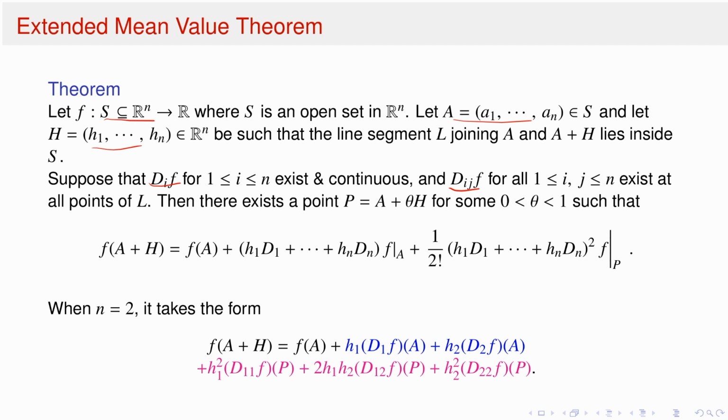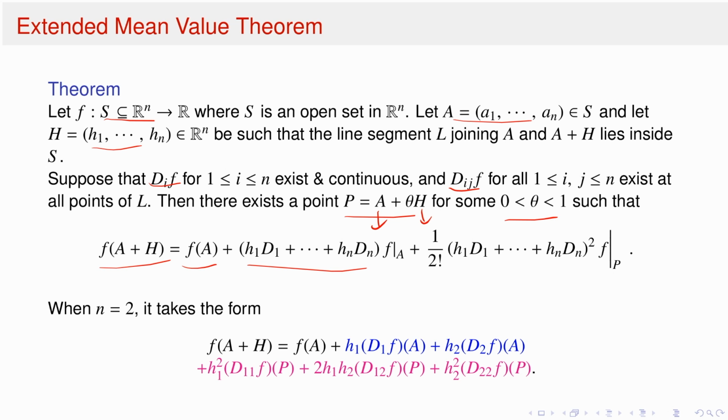Okay. Then if this is my hypothesis, it says that there exists a point P of the form A plus theta H. Now, A is a given point, H I am perturbing, and I am considering the point A plus theta H, theta running from 0 to 1. So, that means I have a point A plus theta H in the line segment L. It says that there exists a point P on the line segment L joining A and A plus H such that you will have the expansion of the function near the point A: f of A plus H is exactly equal to f of A, then you will have h1 D1 up to hn Dn.